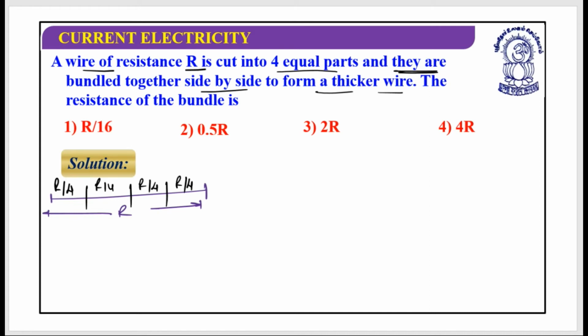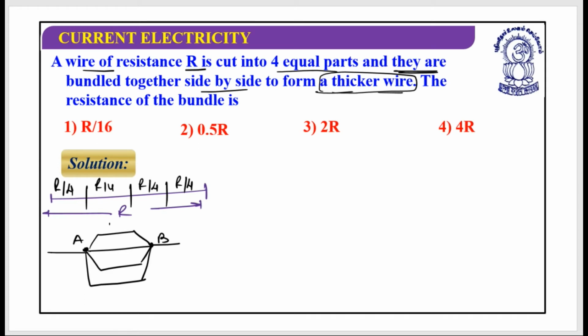Yes. And now these wires are connected to form a thicker wire. To form a thicker wire, you need to connect these wires like this. Something like this. I hope these things are clear to you. This will form a thicker wire. This could be A, this could be B. These all have the same resistance, R by 4.